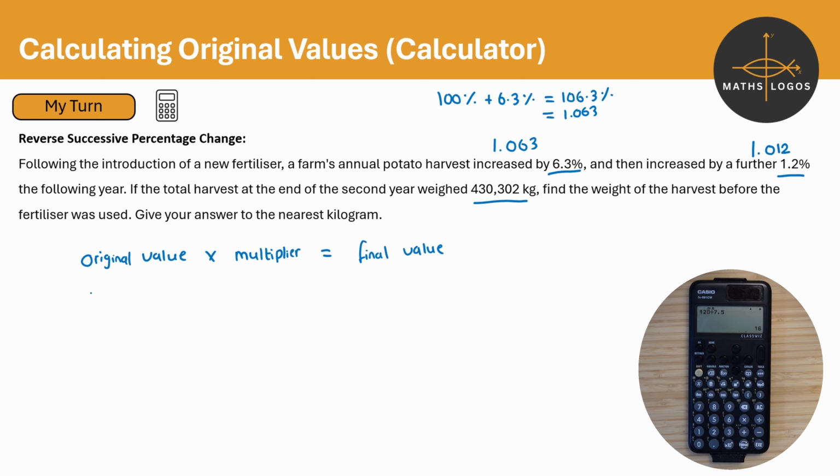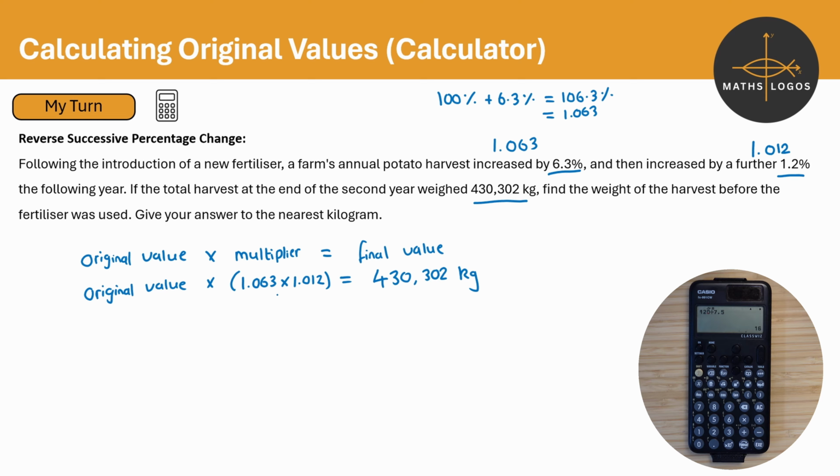The original value is what I want to find, so I'll leave that as an unknown in my equation. And in this case, there isn't one multiplier, though of course we could write 2 multipliers as one overall multiplier. But our multiplier is 1.063 followed by a further 1.012. In other words, it's the 6.3% increase multiplied by the 1.2% increase. And that is equal to the final value, which they have told us is this number. And I'll pop in my units just to keep me right.